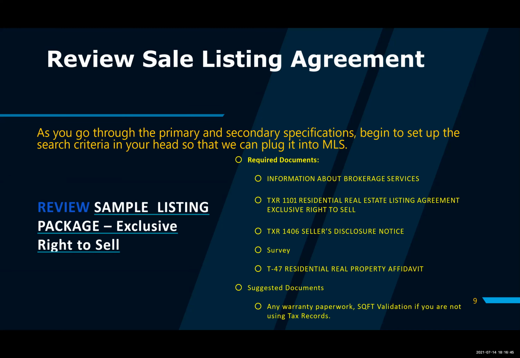This is the sale listing agreement information. There are 4 documents you really need to have, or 3 that you have to have when you go through the listing package. One is the IABS. Second is, of course, the listing agreement itself. And then the third is the seller's disclosure.